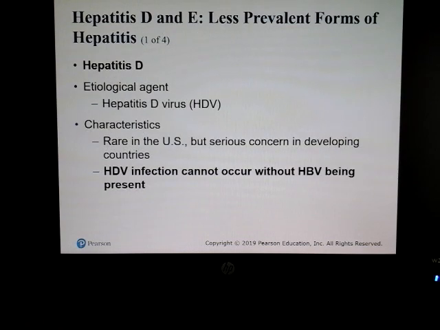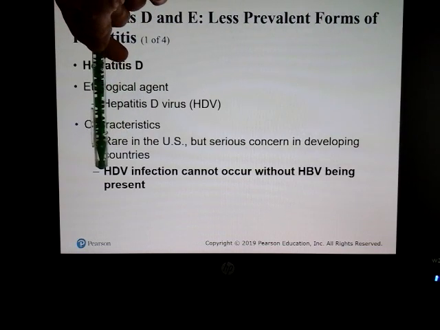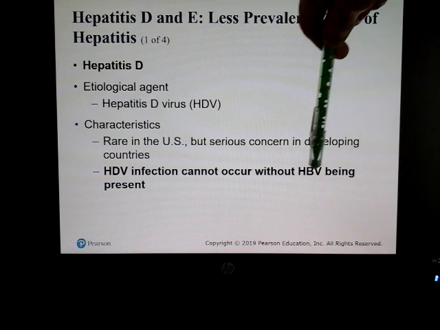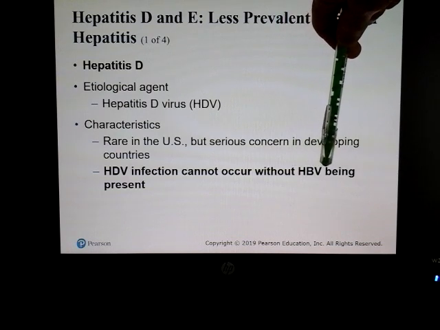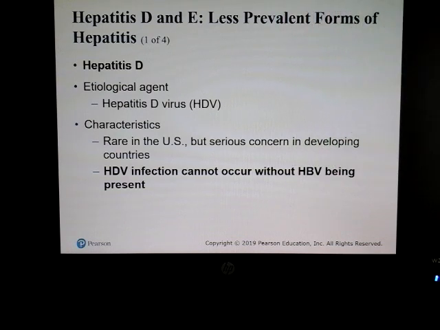Now, hepatitis D, the main thing I'd like you guys to be aware of is you can only get hepatitis D if you already had hepatitis B. Now, this is very rare in the U.S. However, in other parts of the world, we do see a lot more of hepatitis D.